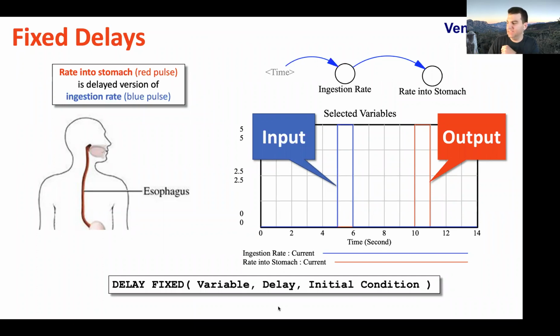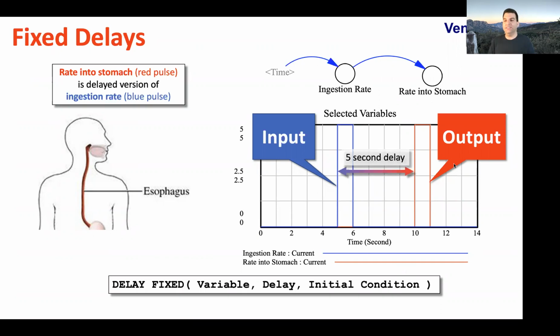And that is implemented in Vensim with this little function, DELAY FIXED, where the first variable has to be provided via a link as an input, then how long you want the delay to be, and then what you want when you initially start the simulation, when there's no information available from the other variables to copy. So normally we just set this equal to 0. And so it's just saying this is a 5-second delay here.